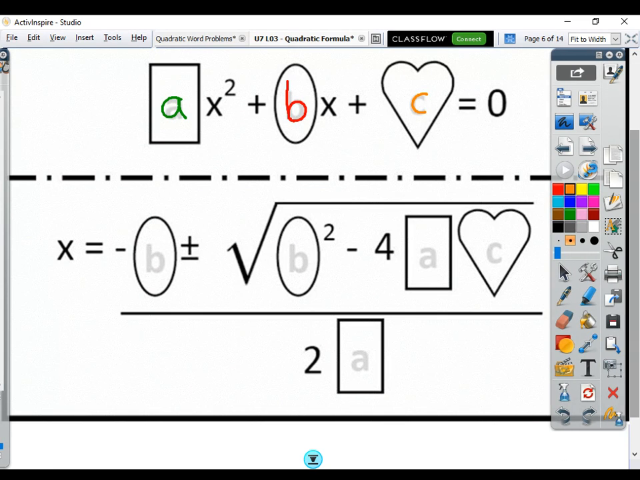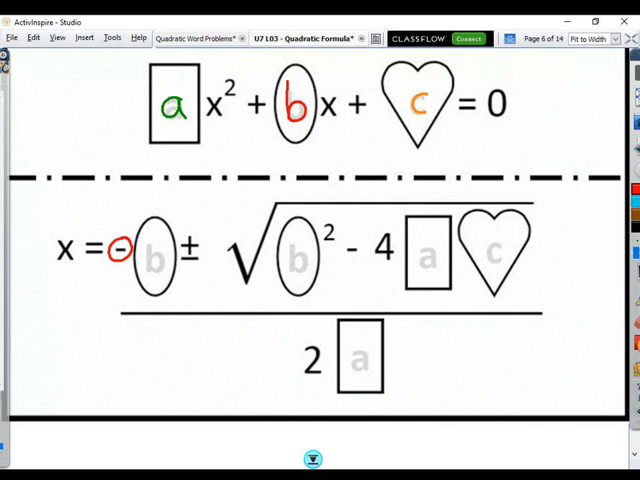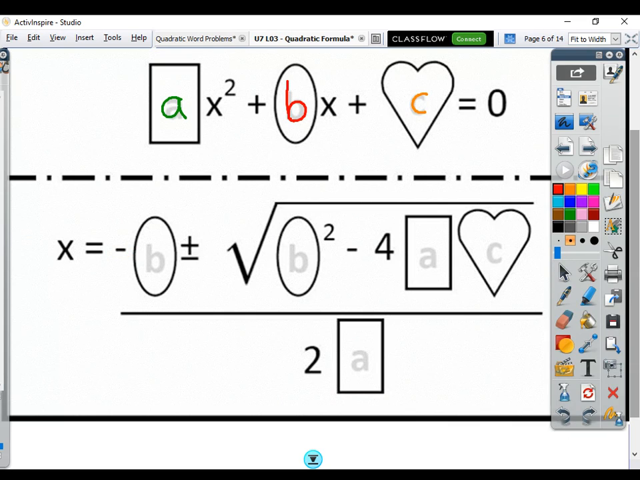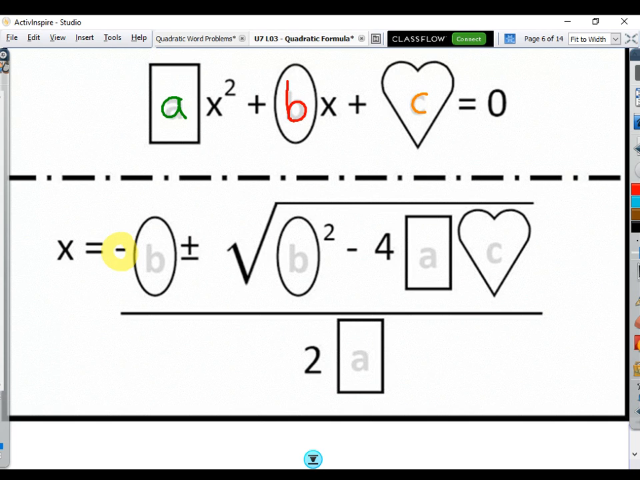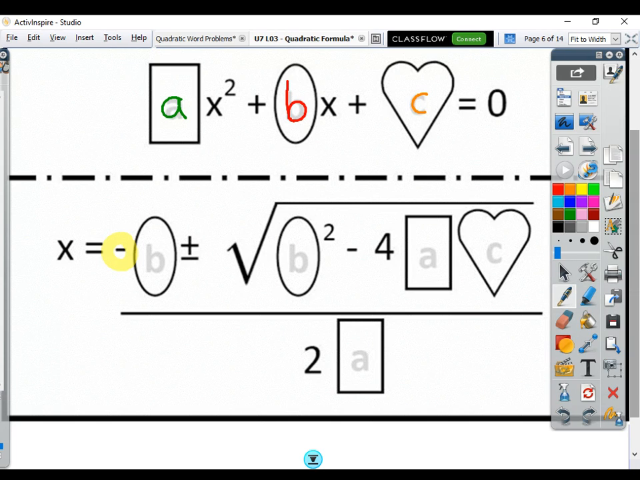So the very first thing is, you'll notice that there's a little negative here. But I don't want you to think of that as a negative sign. What I want you to think of that as is the word opposite. Okay, so I'm going to highlight it here, the word opposite. The opposite of something. So that negative there actually means to take the opposite, write that in.